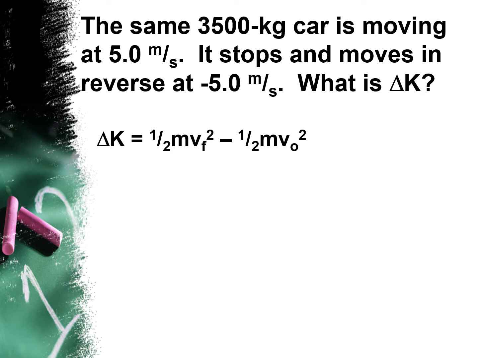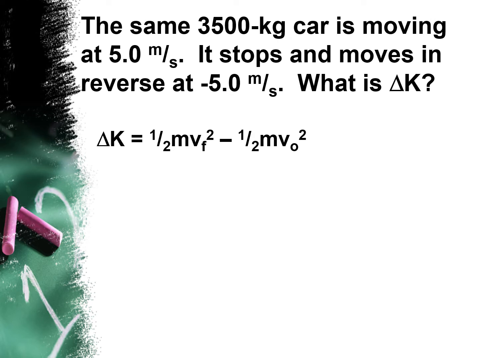In this problem, it says the same 3,500 kilogram car is moving at 5 meters per second. In the previous problem, we ended moving at 5 meters per second. It says it then stops and moves in reverse at negative 5 meters per second. What's the change in kinetic energy? If you remember, the direction of the velocity doesn't matter when it comes to kinetic energy. So 5 meters per second and negative 5 meters per second is actually the same speed, so there's a total change of 0.